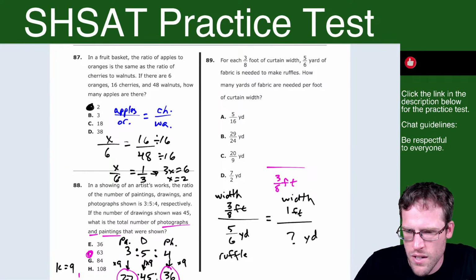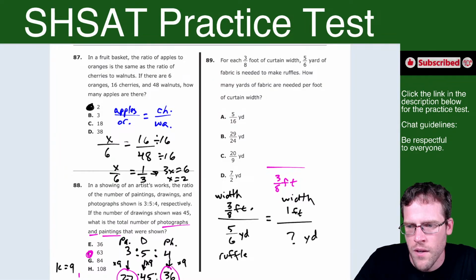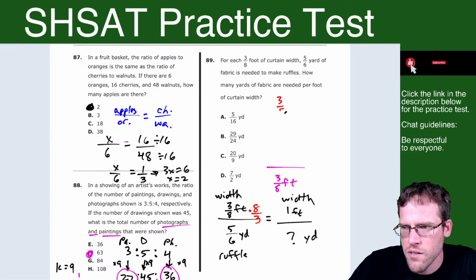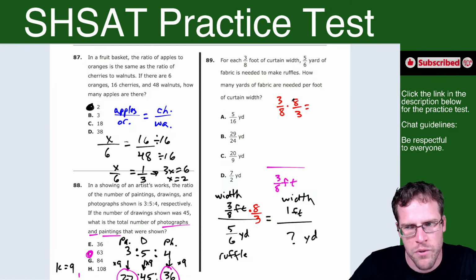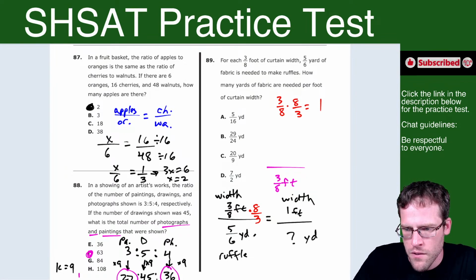So this one, there's a nice little trick for this. How do you get from 3/8 to 1? You could just multiply by 8/3. 3/8 times 8/3. Anytime you multiply a fraction by its reciprocal, as long as there's no 0 involved, it equals 1. So I just multiply the top and bottom by 8/3.